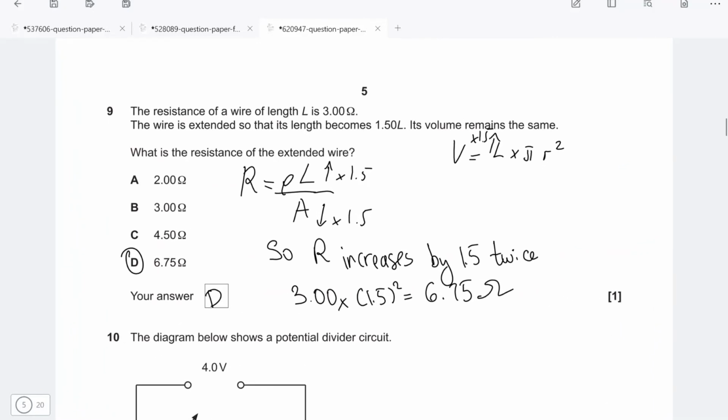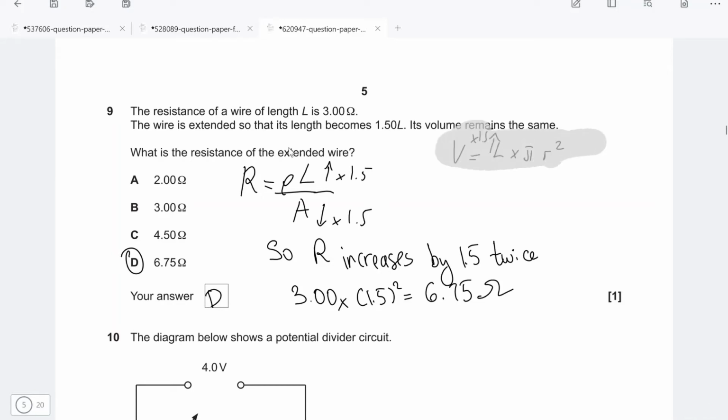Question 9 is really interesting. We have a wire, and we're given that the resistance of a wire of length L is 3 ohms. The wire is extended so that its length becomes 1.5 L. Its volume, though, is going to remain the same. What is the resistance of the extended wire?